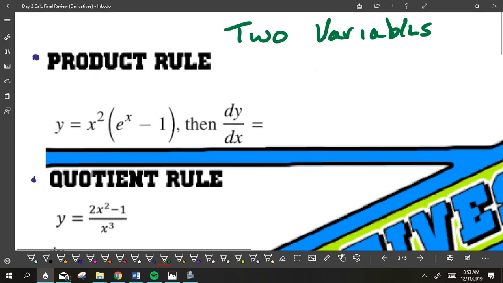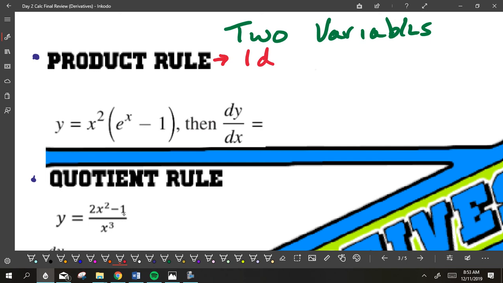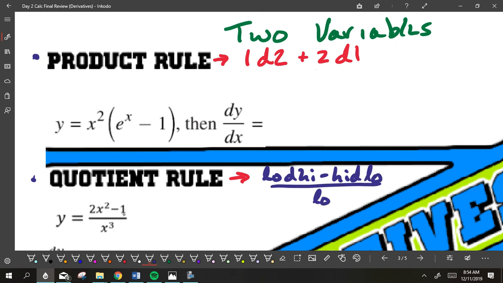Okay, let's quickly remember what's going on. You should not need me to remind you of this, but I'm going to anyways. Product rule: that's the first times the derivative of the second plus the second times the derivative of the first. That is product rule. Tell your neighbor, remind them, what is quotient rule? TJ, what's quotient rule for us? Low D high minus high D low over low low. Remember, the lows are on the outside. Everything on the outside is a low.